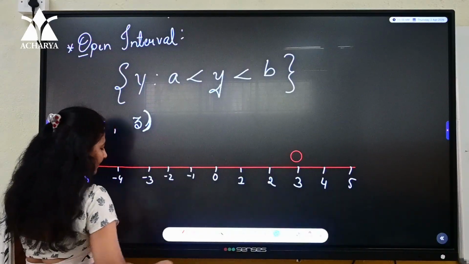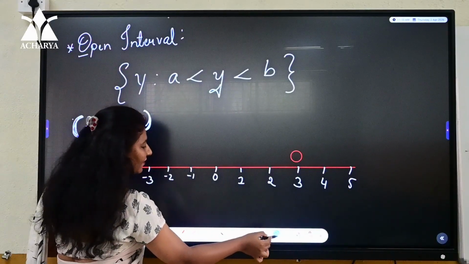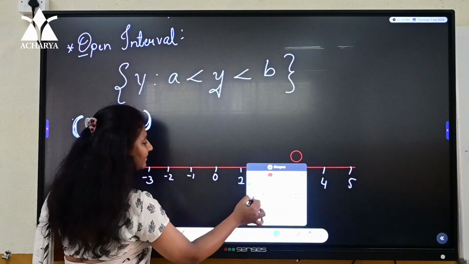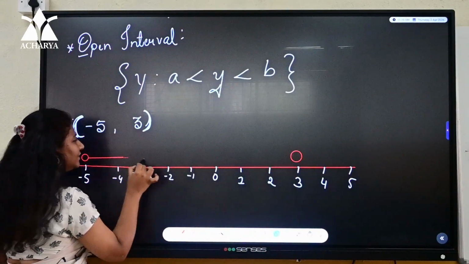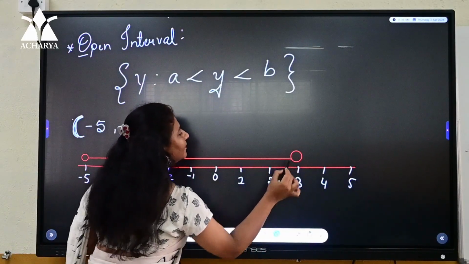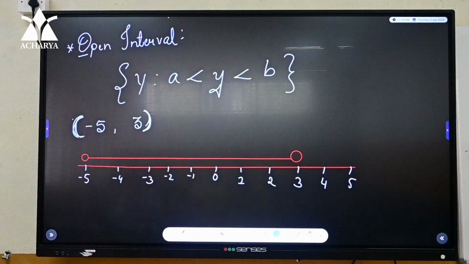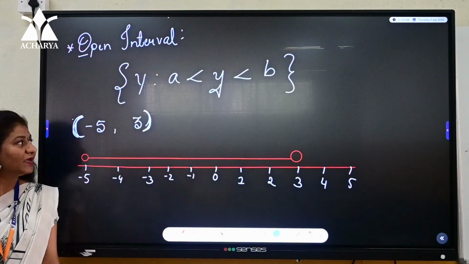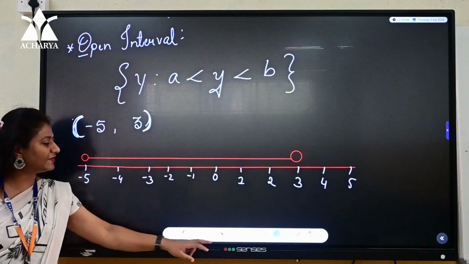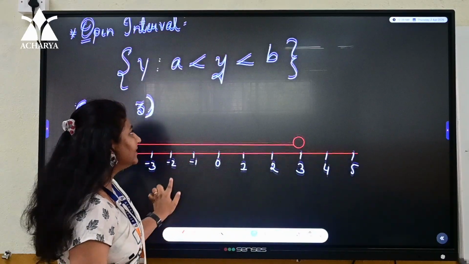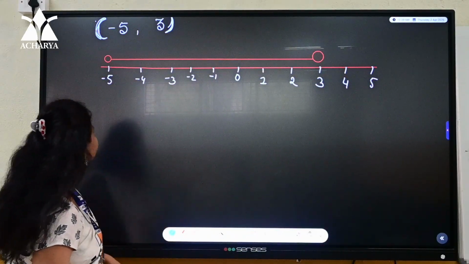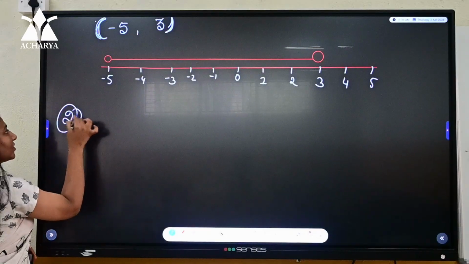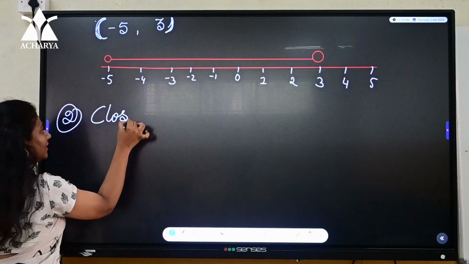We simply write it as a straight line, from the open interval of the given line, -5 to +3. So this is how you define an open interval. So then how is it a closed interval? Very simple. The next part is your closed interval. So second is your closed interval.